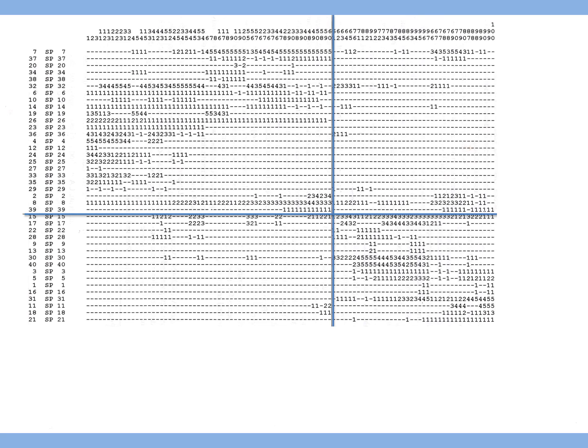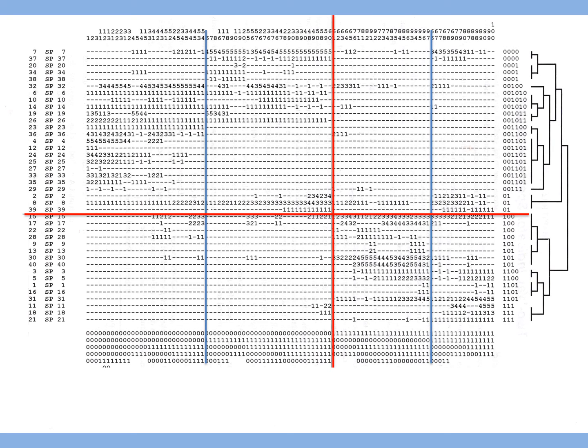We can then go further and split those again, and again and again, until we reach a stage where there are clear groupings of species. And you can see those groupings of the species on the far right in that dendrogram.